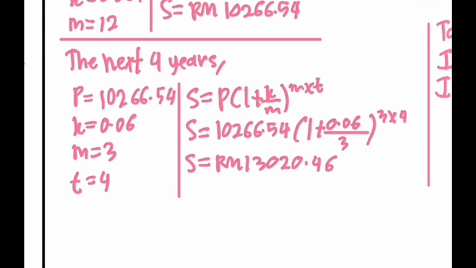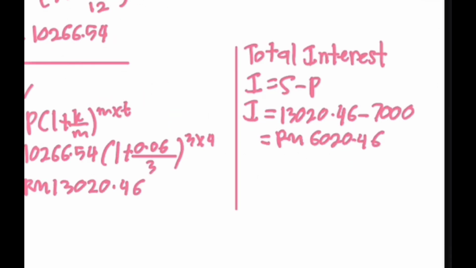13,020 ringgit and 46 cents. So to find the total interest, I am going to use the formula I equals S minus P. So I equals S, which is 13,020.46, minus 7,000. I got 6,020 ringgit 46 cents Malaysia.